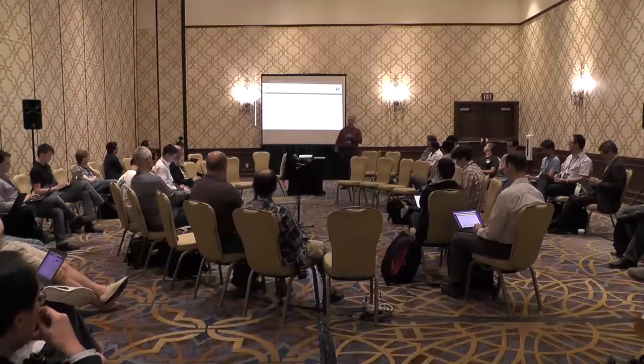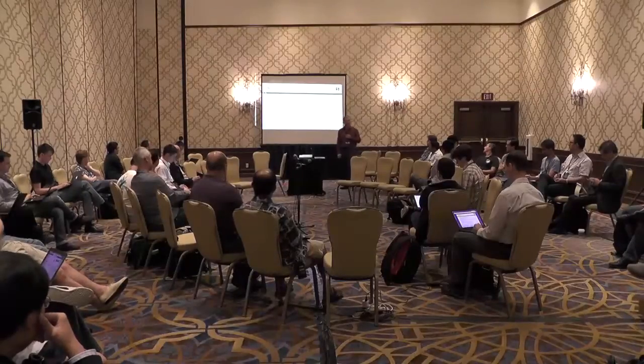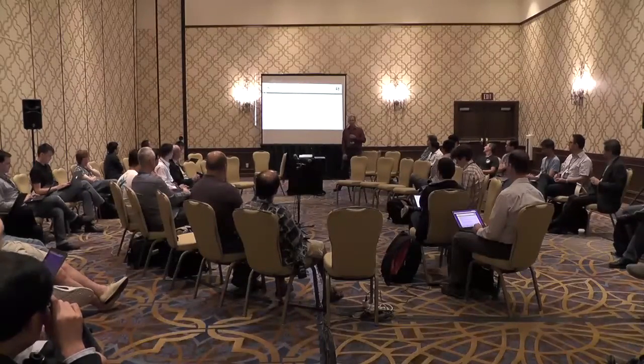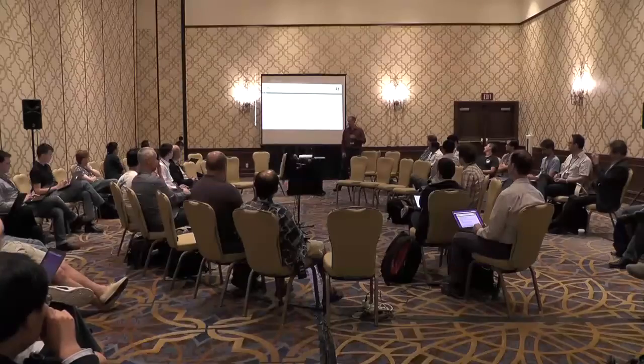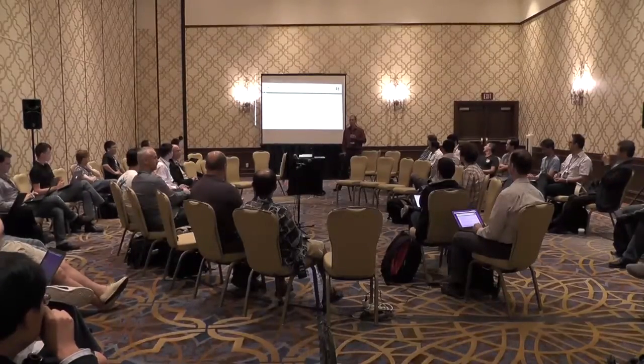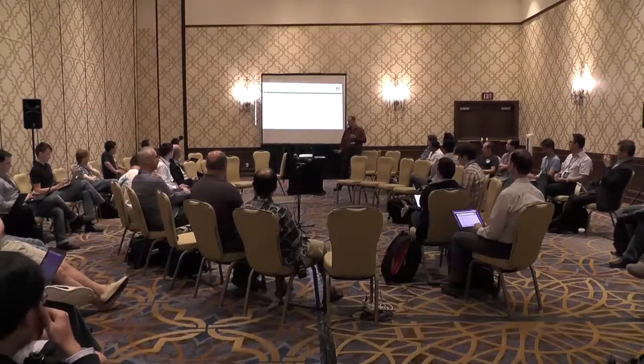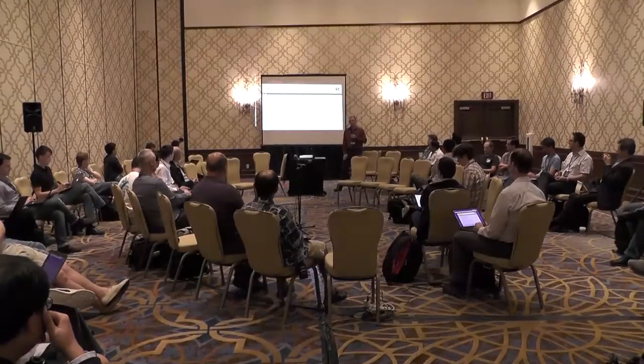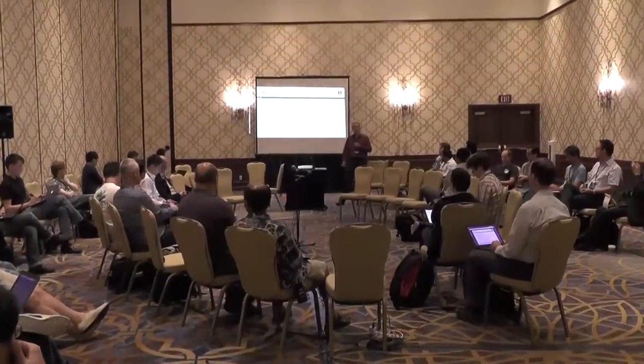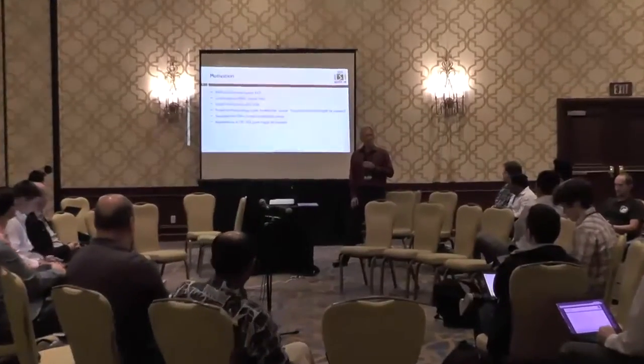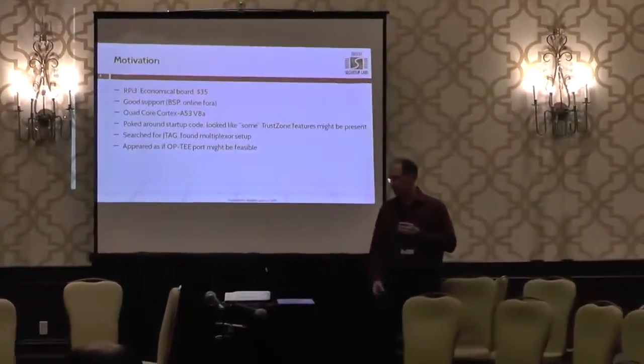So what's our motivation? The Raspberry Pi is really inexpensive. In no volume, it's a whopping $35. There's very good support for it. The board support package from the Raspberry Pi Foundation covers a quad-core A53 ARMv8-A part. So it's a recent ARM core, and a very good learning platform.